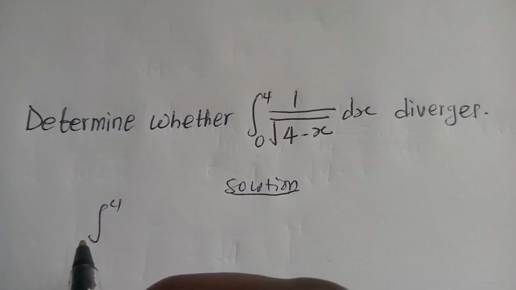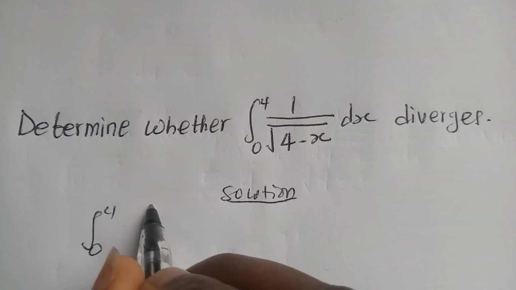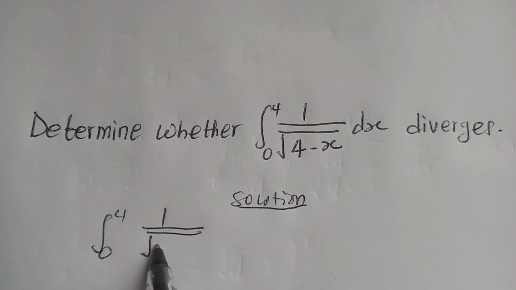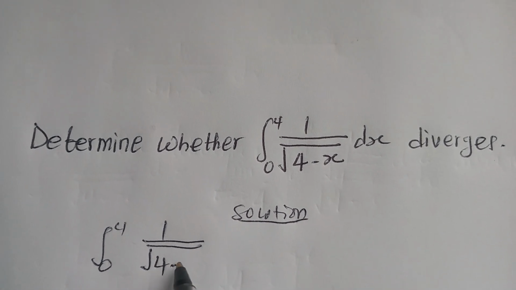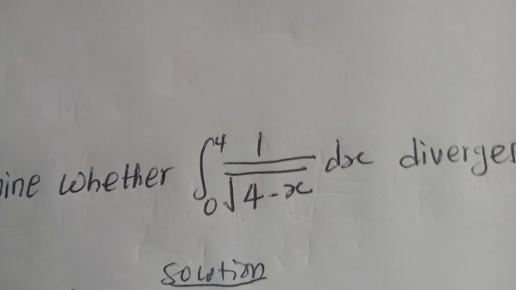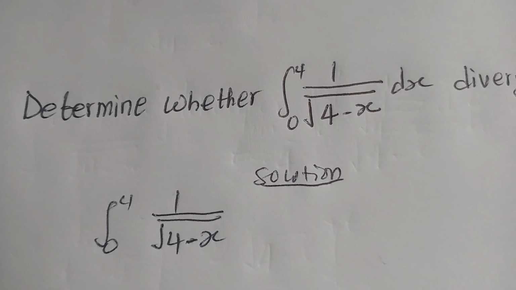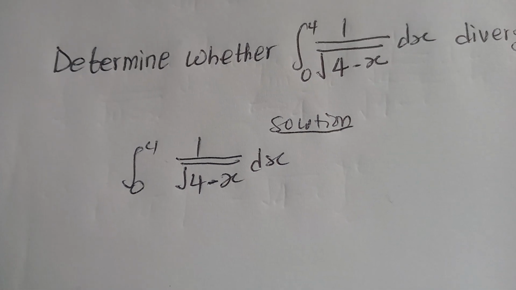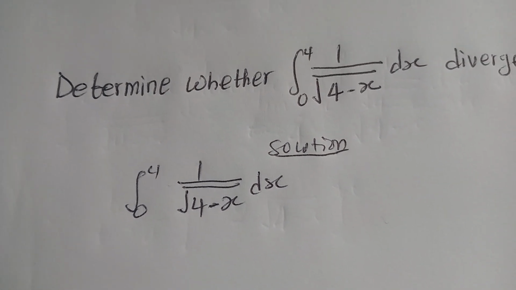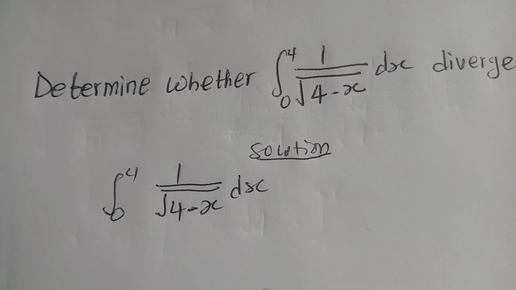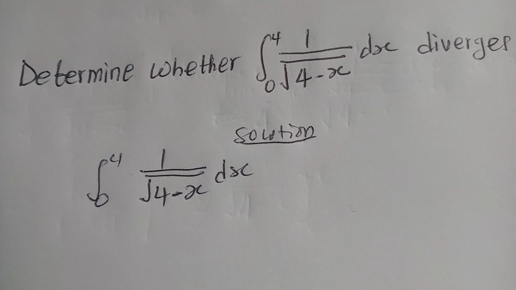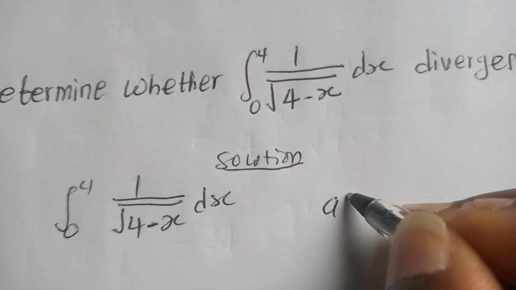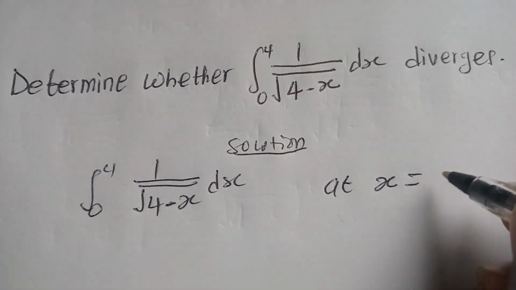So I have the question written here as the integral from 0 to 4 of the square root of 4 minus x, dx. Now from this you realize that this integral contains an infinite discontinuity at x equal to what? 4.